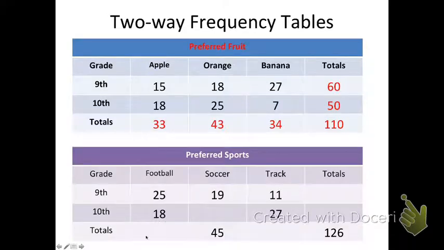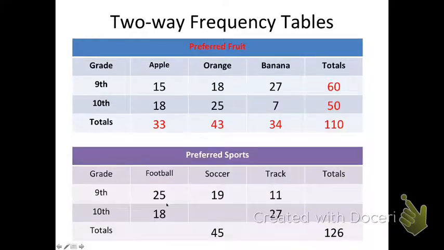So we're missing this spot. We're missing the 10th grade soccer, how many people play that. We're missing the total for track, and then we're missing 2 totals over here in the corners. So let's get started. How do we do that? Well, we do it the same way that we did. We're doing a little bit of adding and subtracting.